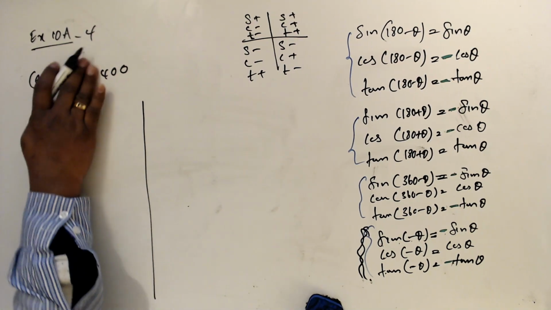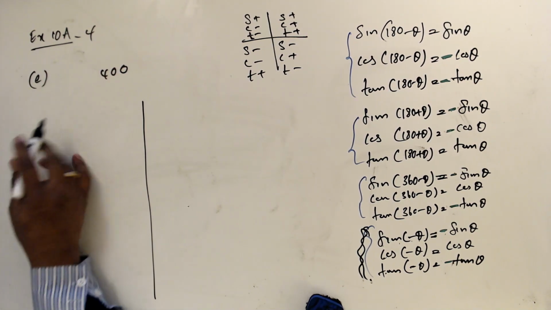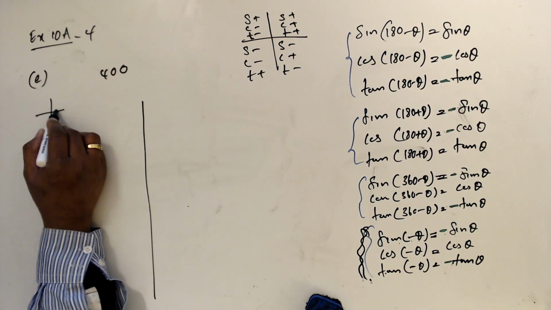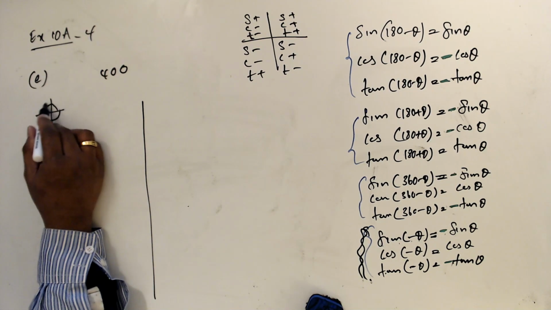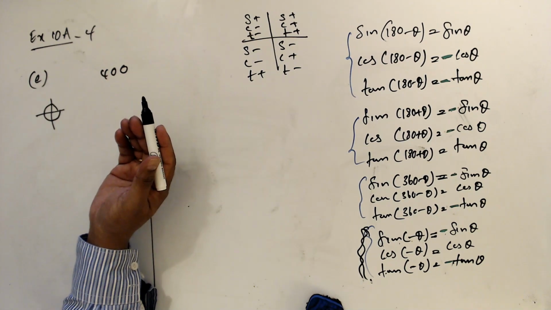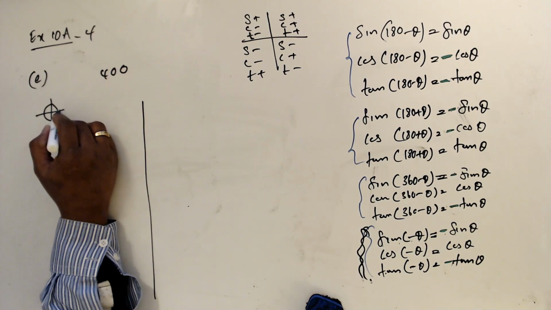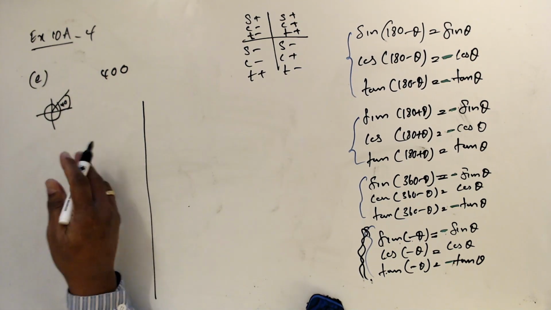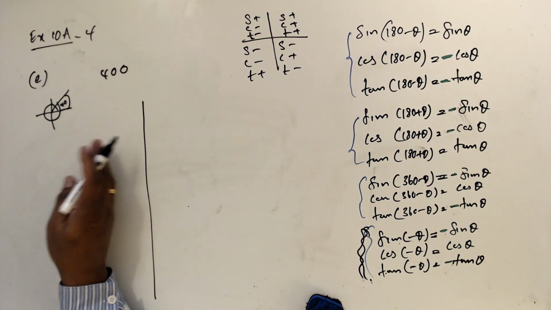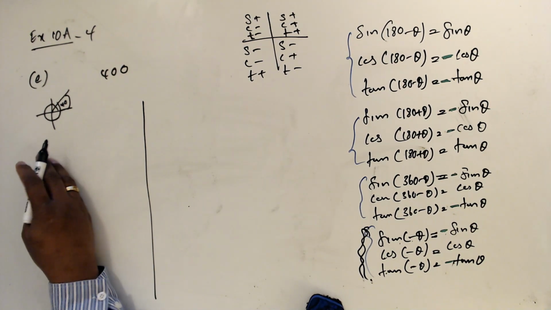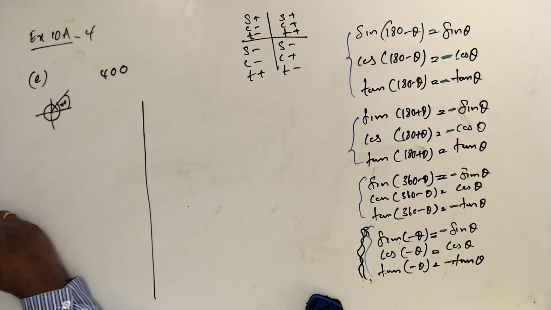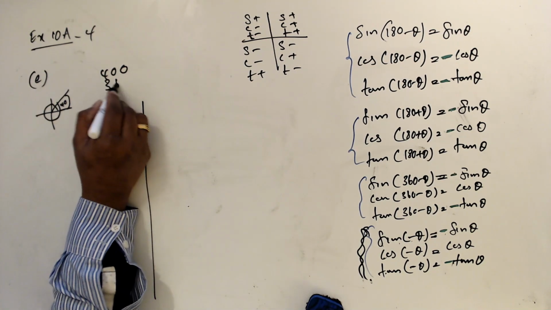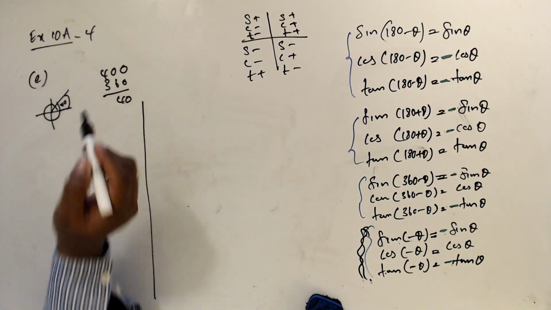When I look at this angle 400, 400 means you start from here, positive. This is 360. This whole circle we can disregard. The only valuable part is this 40, 360 plus 40. We can add or subtract 360. Since this is more than 360, I can get rid of that. So 400 minus 360 means 40.